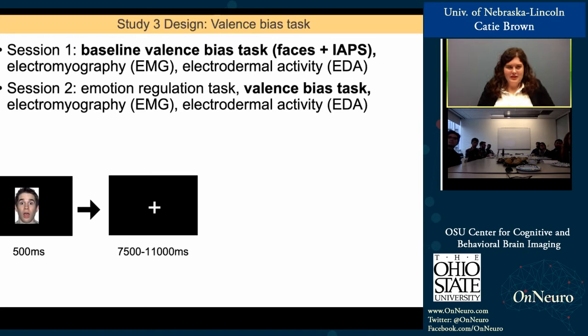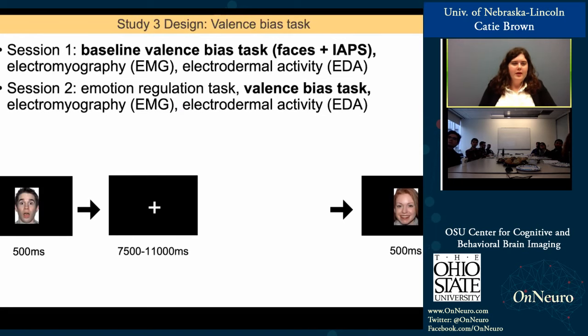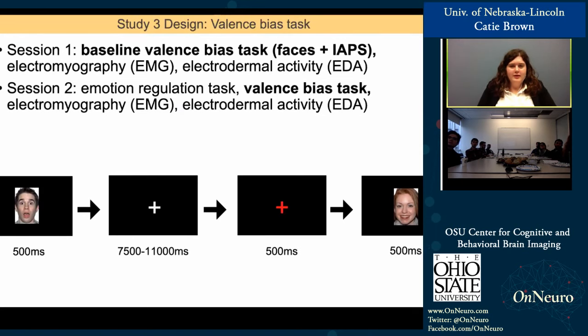I don't think that affected our results, but it is something to consider if you're going to make these relatively short tasks much longer by trying to accurately measure EDA. We also added a red cross so that participants would be sure to attend to the next stimulus. So when we consider baseline, we look at the baseline before the red cross.